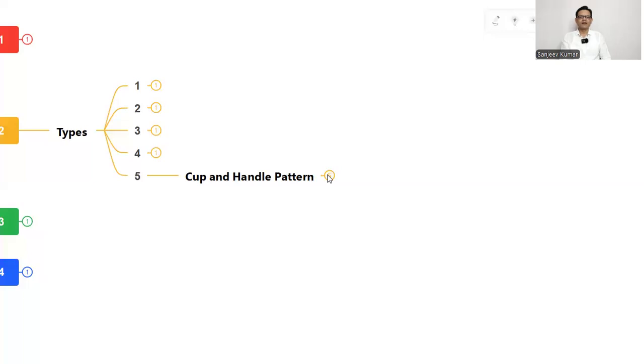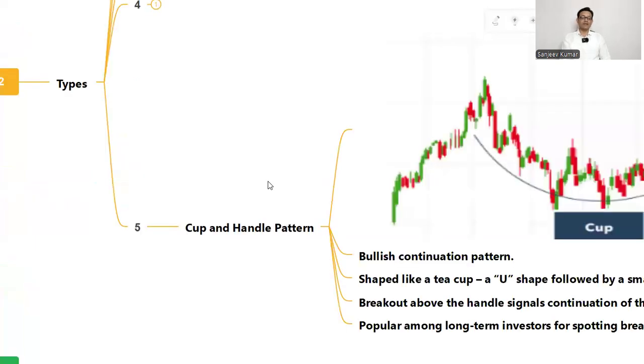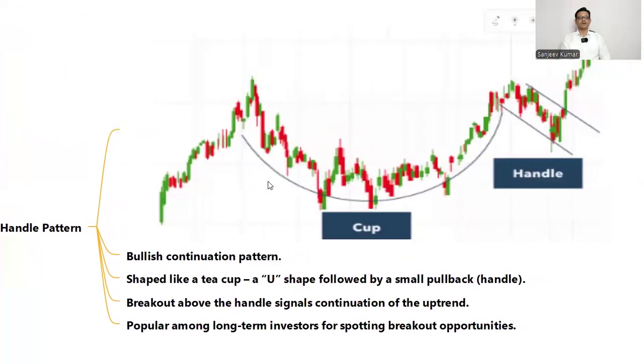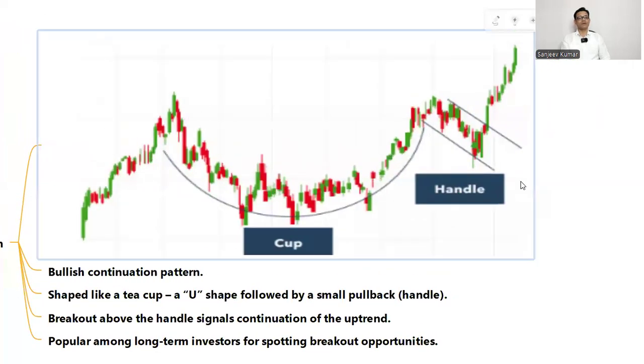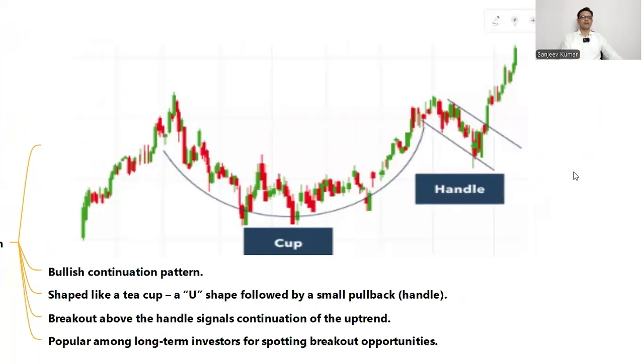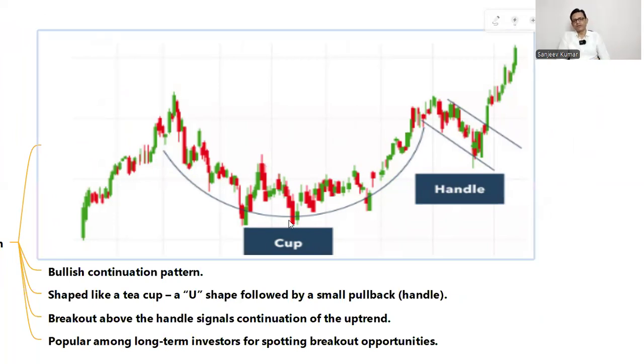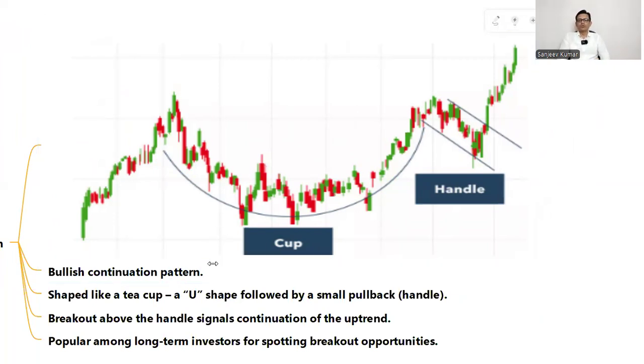Cup and handle pattern. This is a very popular pattern, but most of the people are confused. But after watching this video, all your confusion will become confidence. So this is the bullish continuation pattern.